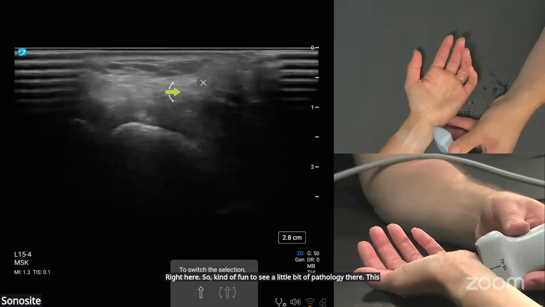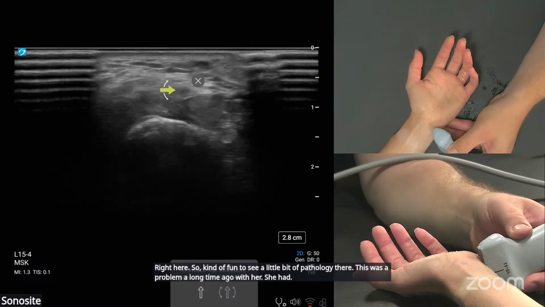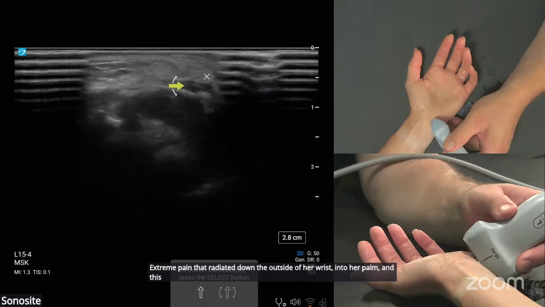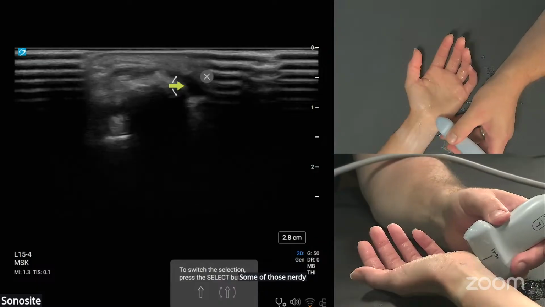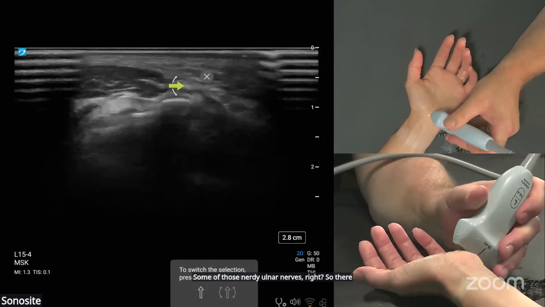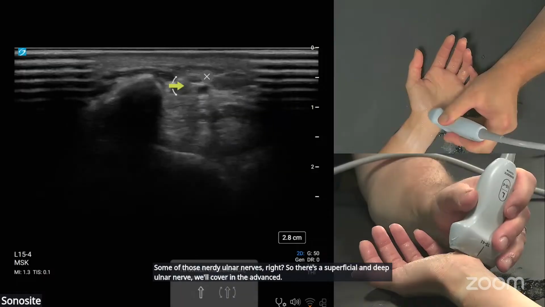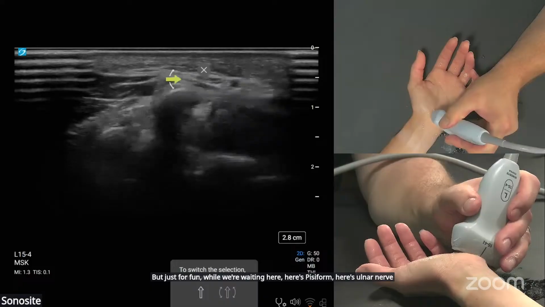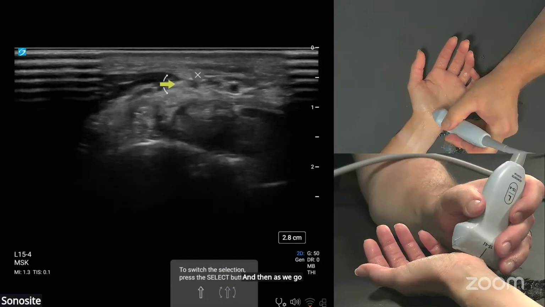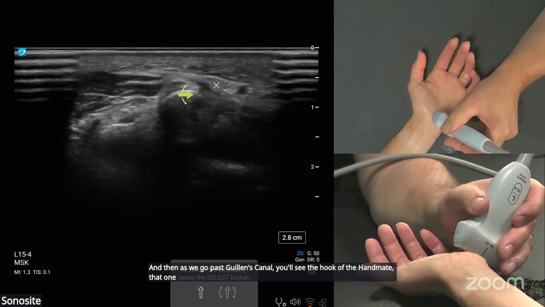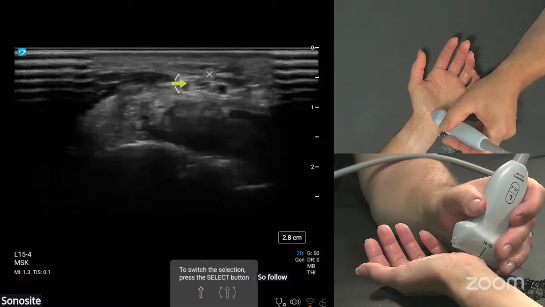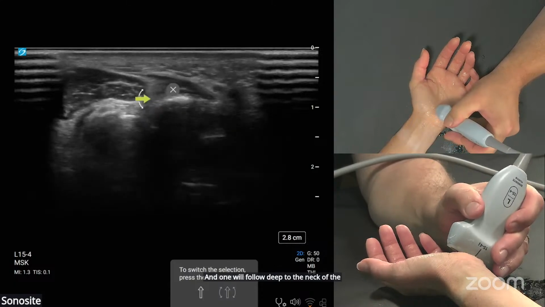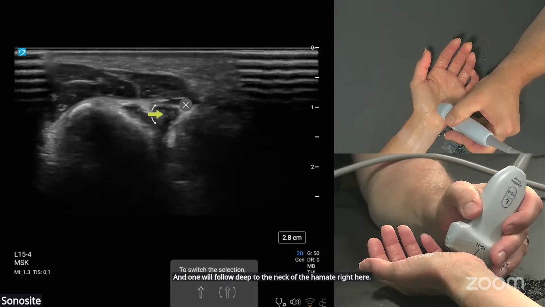This was a problem a long time ago with her. She had extreme pain that radiated down the outside of her wrist into her palm. And this was rubbed right up against some of those nerdy ulnar nerves, right? So there's a superficial and deep ulnar nerve we'll cover in the advanced. But just for fun, while we're waiting here, here's pisiform, here's ulnar nerve in Guyon's canal. And then as we go past Guyon's canal, you'll see the hook of the hamate, that one bony landmark we covered. So follow the nerve and you'll see it split before the hamate. And one will follow deep to the neck of the hamate right here, deep motor. And we'll cover that in the advanced.